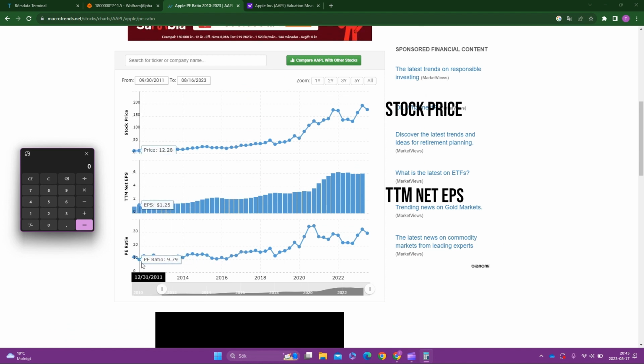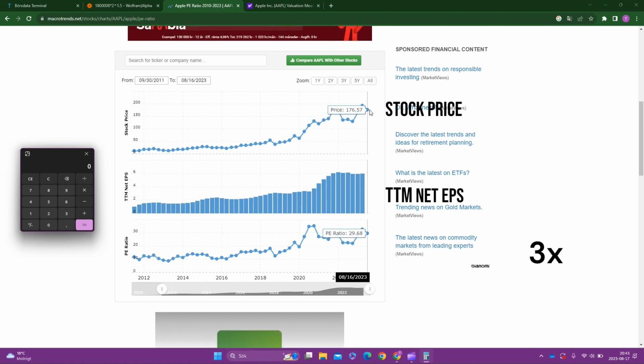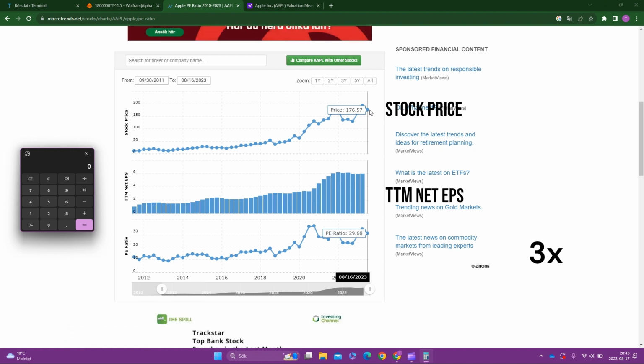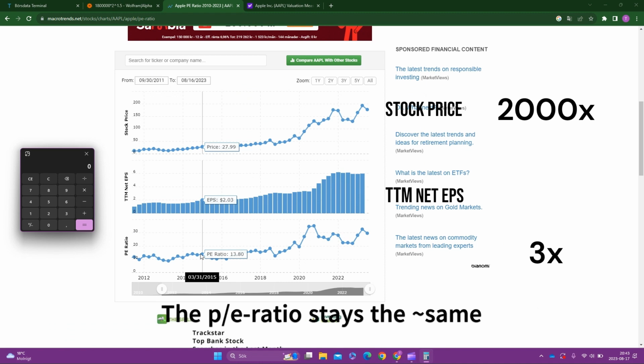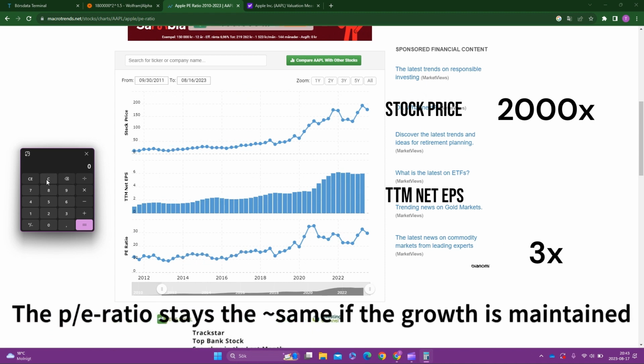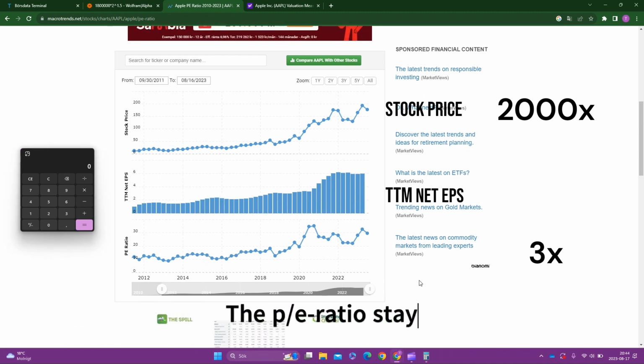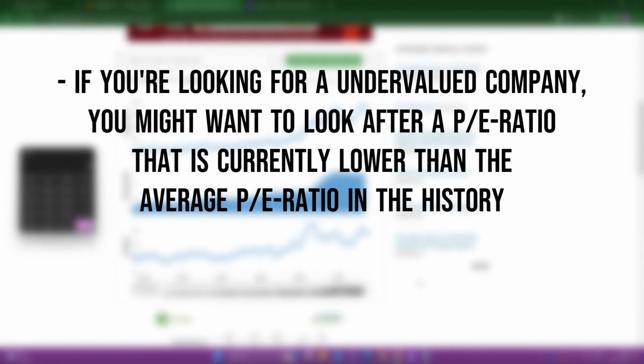What you will see is that the PE ratio has gone from 10 to 30, that's a 3x, while the stock price has gone from 12 to 176, and that's over a 2000x. So the PE ratio follows with the stock price if the growth is maintained. What do I mean with all this? Well, if you're looking for an undervalued company, you might want to look for a PE ratio that is currently lower than the average PE ratio in the history.